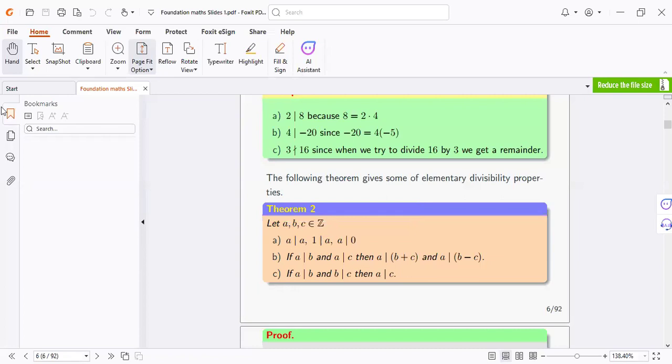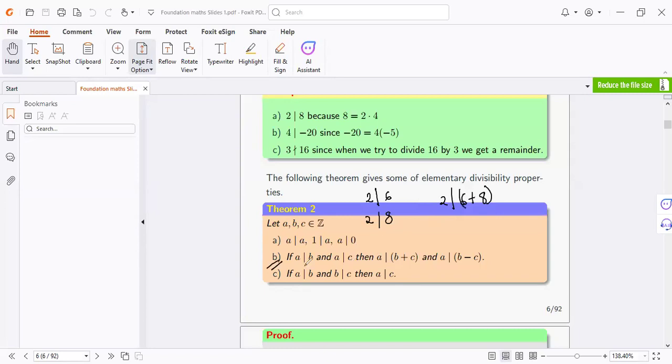I'll use an example before I prove that. What part B is saying is, if 2 divides a number, for instance 6, and the same 2 divides 8, then 2 divides the sum of these 2.